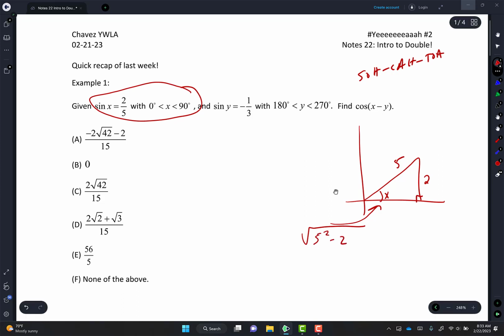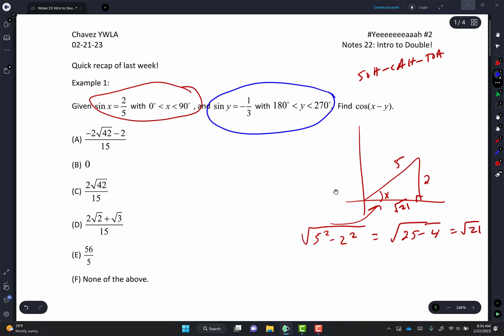5 squared minus 2 squared. 5 squared is 25, 2 squared is 4, 25 minus 4 is 21. It does not break down, so leave it as square root of 21. Are we still okay? And then I'm going to go ahead and do this one in blue, guys.